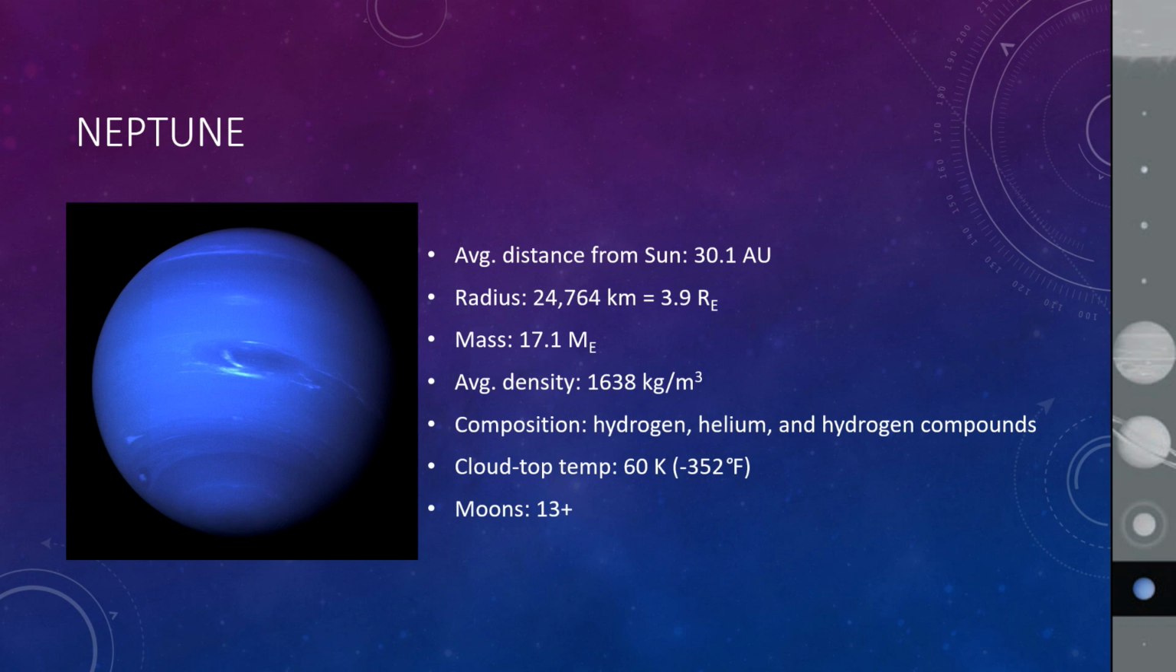Even more surprisingly, Triton is the only large moon in the solar system that orbits its planet backwards, that is, in a direction opposite to the direction in which Neptune rotates. This backward orbit makes it a near certainty that Triton once orbited the Sun independently before somehow being captured into orbit around Neptune.